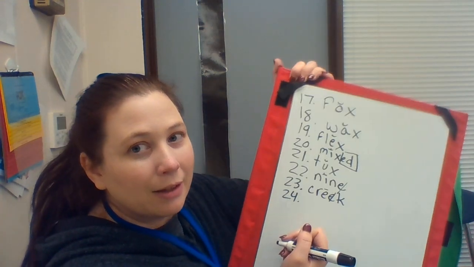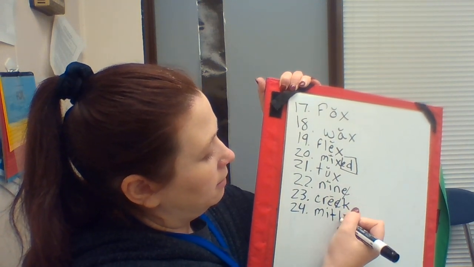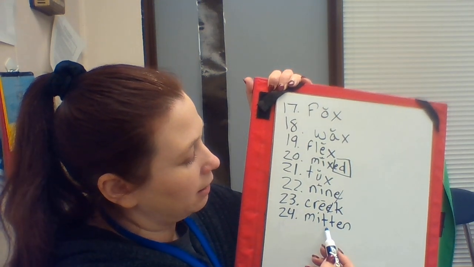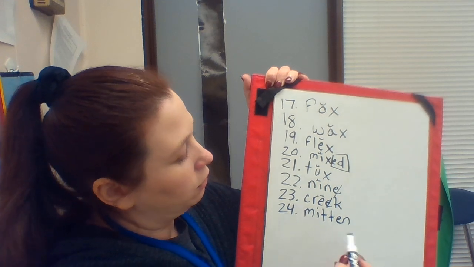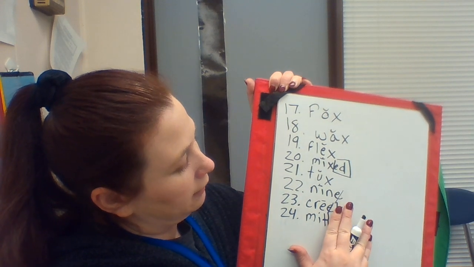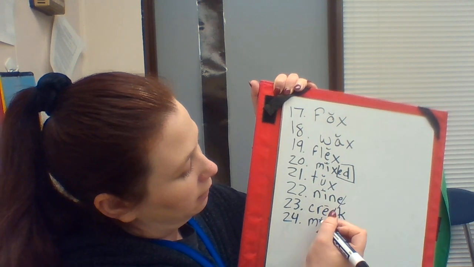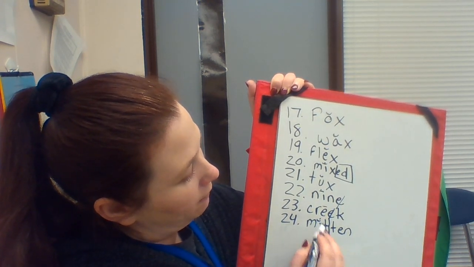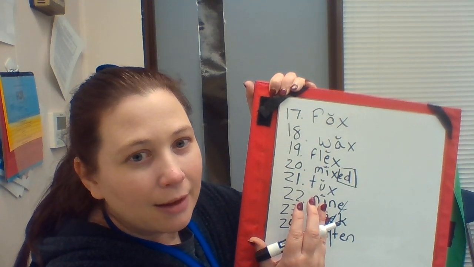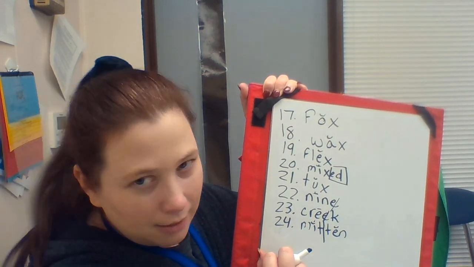Number 24. I need to raise it up for you. We have mitten. All right. Do we see a pattern here? We have vowel, consonant, consonant, vowel. So when we do that, we're going to break it up. And we're going to look at the first part. It's M-I-T. So we're going to put a breve on top of the I. And then we're going to look at the second half. T-E-N. And put a breve there. And then we're going to sound it out. Mitten. Good job.